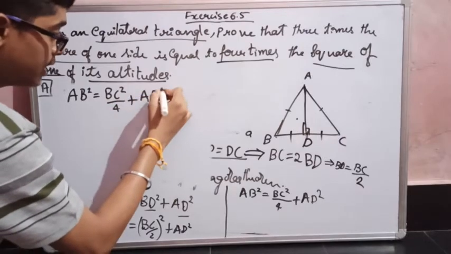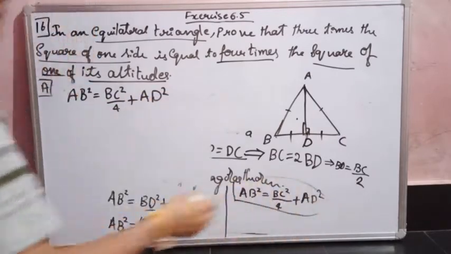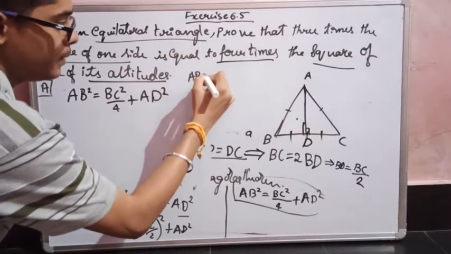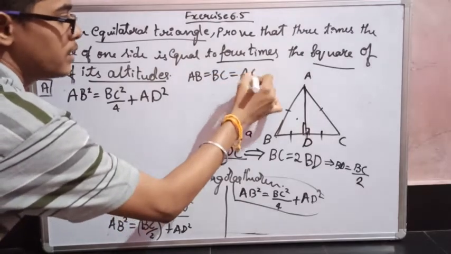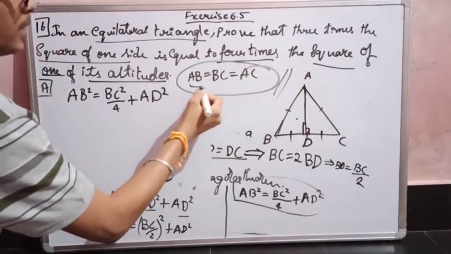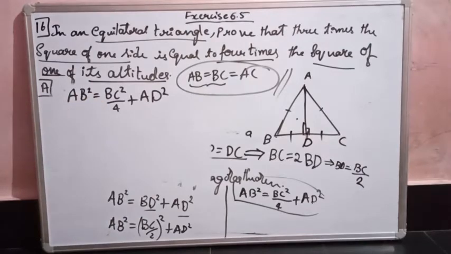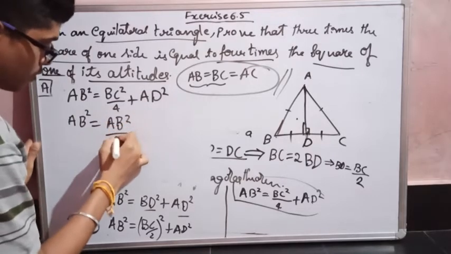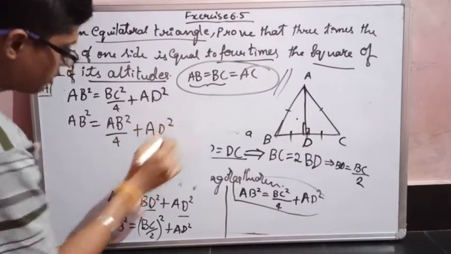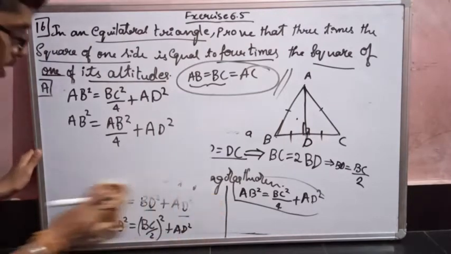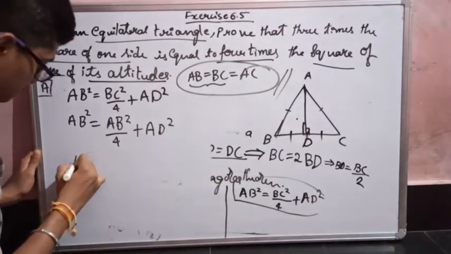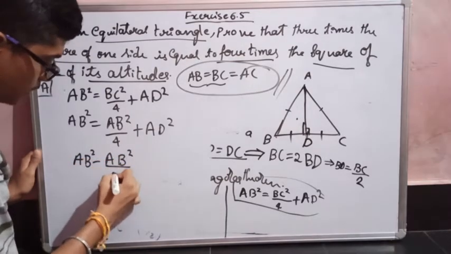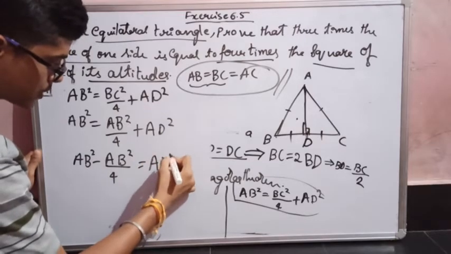Well, until here we have got this, right? Now, since it is an equilateral triangle, all sides will be equal. AB will be equal to BC, which will be equal to AC, right? So AB and BC are equal. Instead of BC, I can write AB. Now I will bring all the AB terms onto one side of the equation. AB square minus AB square by 4 is equal to AD square.